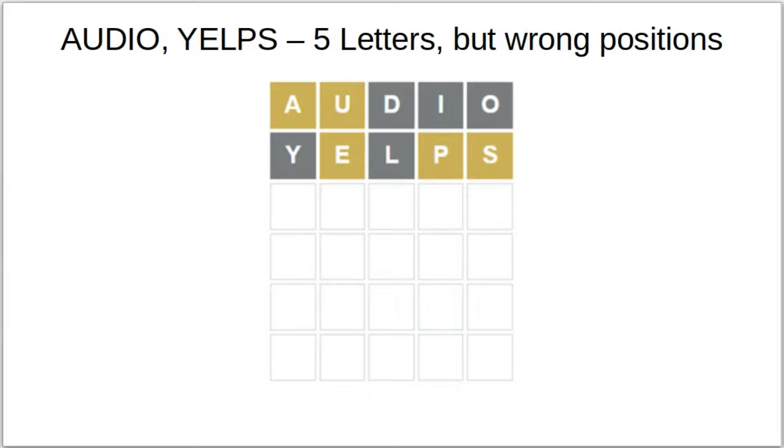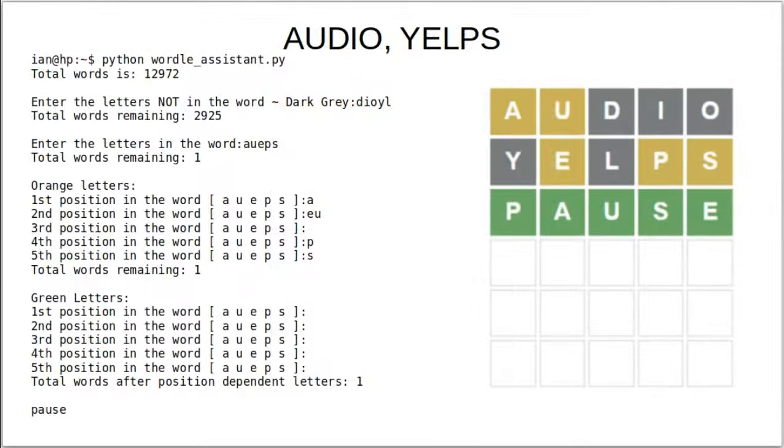Here was one that my son did, and I'd mentioned to him about using audio and Yelps, and he put those two in, and he got five yellows, which means that has to be a word. I don't know whether you can work out what the word is, but if we go to the next screen, he worked it out, and it was pause. If we run that through my little assistant program, we discard these letters, we put in the ones that are all yellow, and immediately it has come out that there is only one word remaining. Even when we put in all the yellows here, there's still one word remaining, and there were no greens in the first two lines, but it came out that the word was pause, and there was no other word that matched.